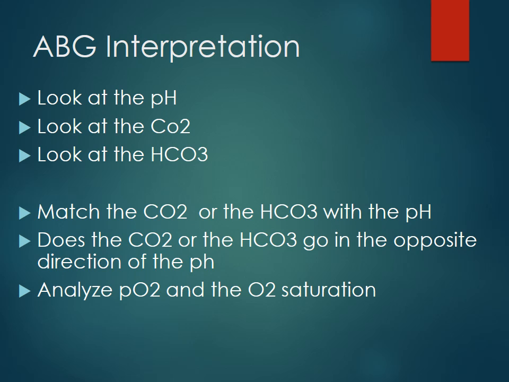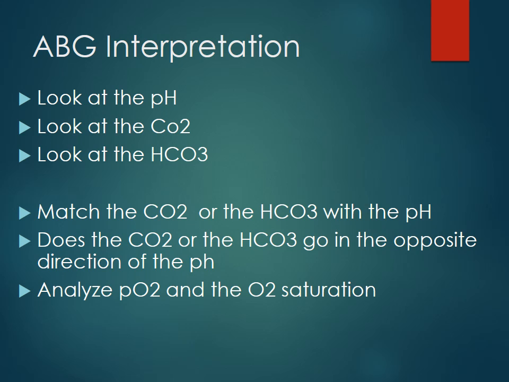If the bicarb is increased, it is alkalosis, but if it's decreased, it's acidosis. So basically, the first thing that I do is I find out if my pH is acidotic or alkalotic. Then I look to see if my CO2 is acidotic or alkalotic. And then I look and see if my bicarb or HCO3 is alkalotic or acidotic. And then I do my next thing, which is I match the CO2 or the HCO3 with the pH.